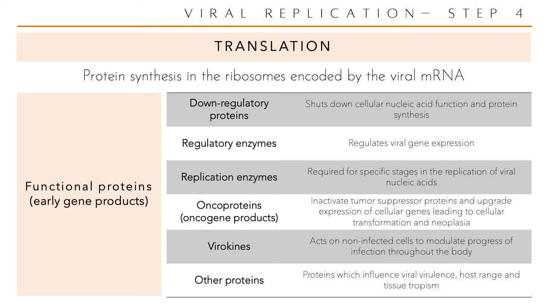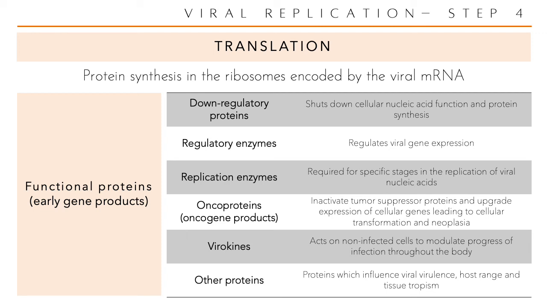What are these proteins for? This is for the initial part of replication. Number one, you downregulate the normal cellular processes. The normal proteins, the normal function of the nucleic acid, the normal output na kailangang gawin ng ribosomes, you downregulate it. You regulate the gene expression. You produce the enzymes needed for replication. You produce oncoproteins, which starts the process of neoplasia and cellular transformation.